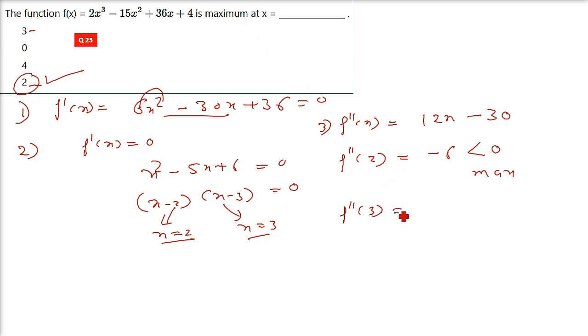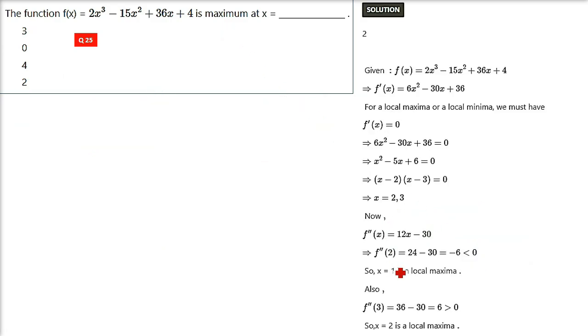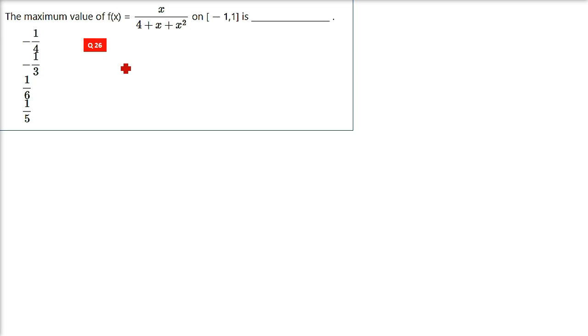But we still need to check for 3 just for the sake of completion. So f double dash 3, this 3 in x, that is 12 into 3 minus 30, 36 minus 30 is 6, and 6 is minimum. So the question is asking about maximum, so we won't keep an eye on this, but we will give the answer as what I suggested.